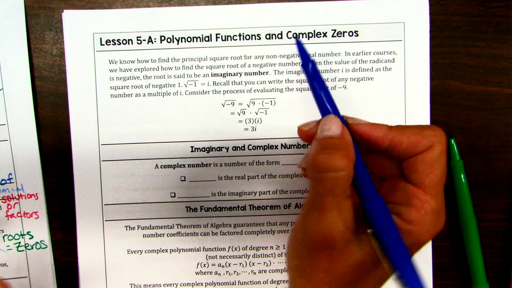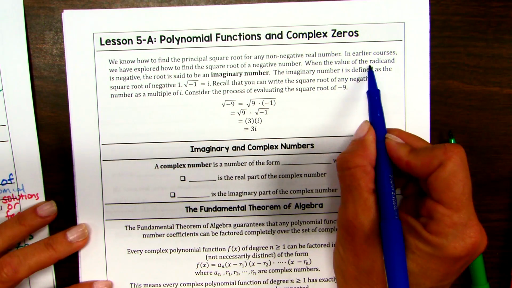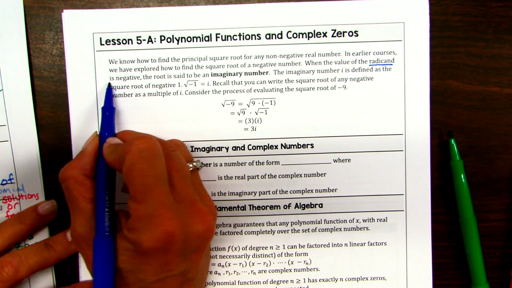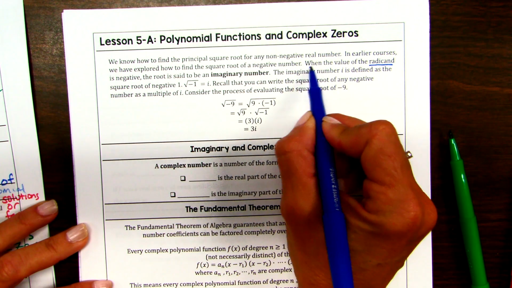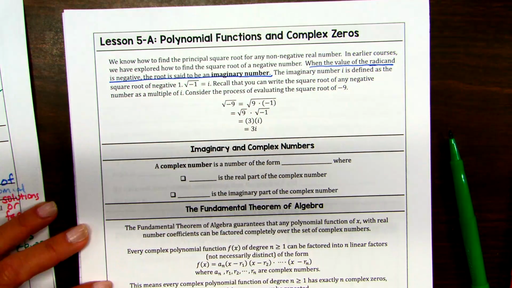So what we're going to be talking about today is imaginary numbers. So I'm going to underline a line here. A radicand, when the value of the radicand is negative, the root is said to be an imaginary number. So I'll break that down for you.